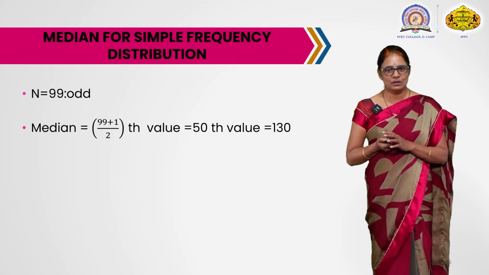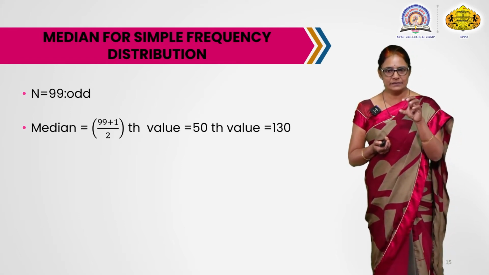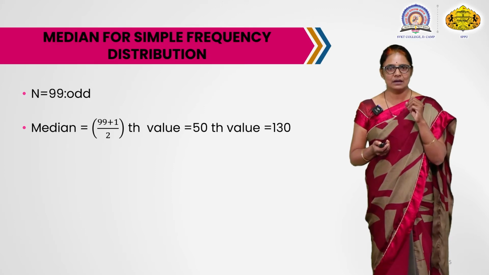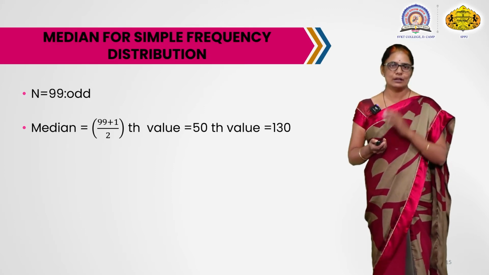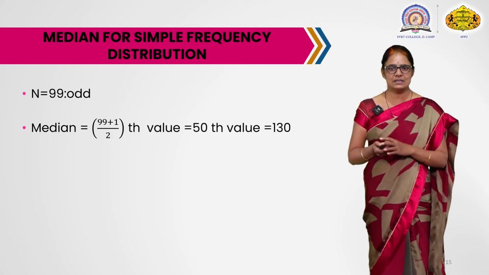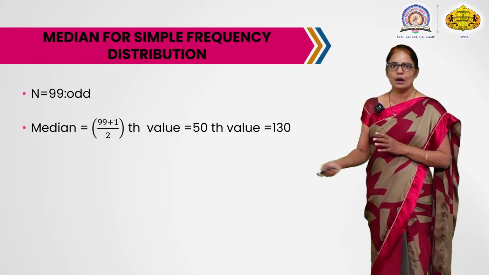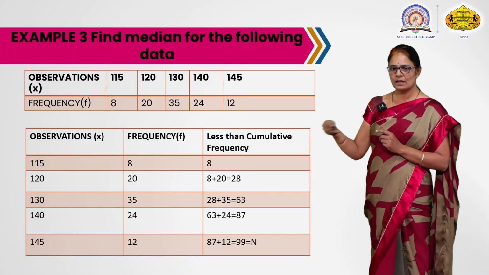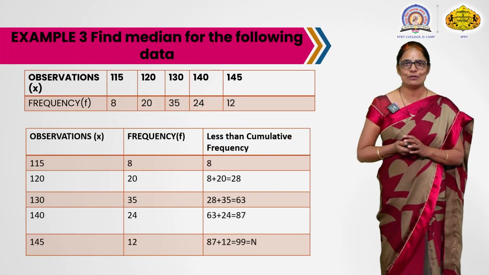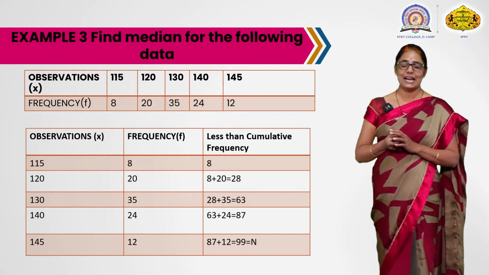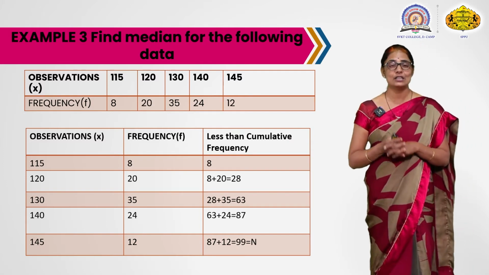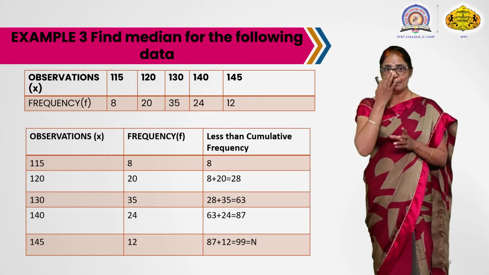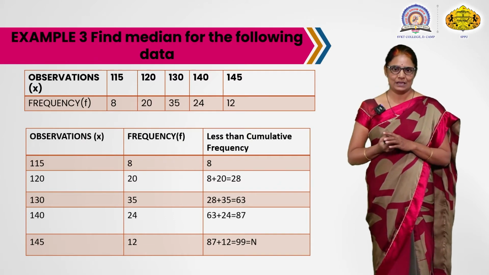And now, how do we decide which observation is the 50th observation, or which value it has? I have to write the answer as 130. But just observe the previous table again. In the previous table we calculated the less than cumulative frequency, and using it you can easily find which is the 50th observation.